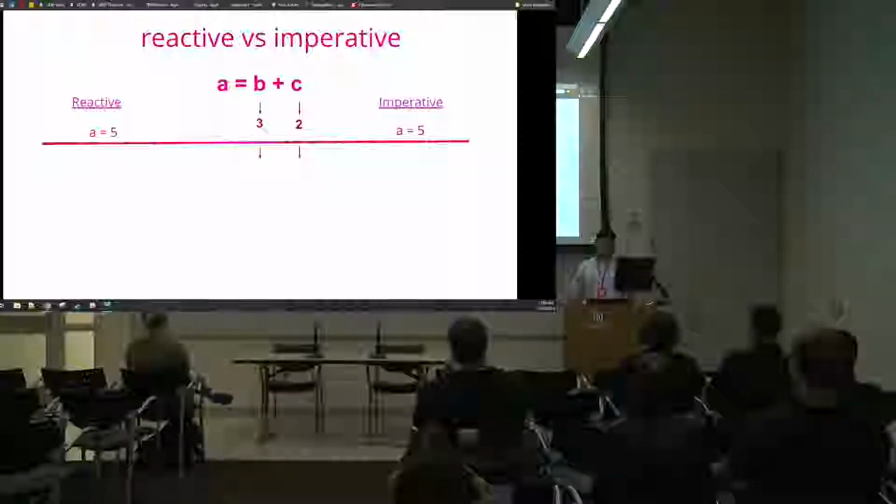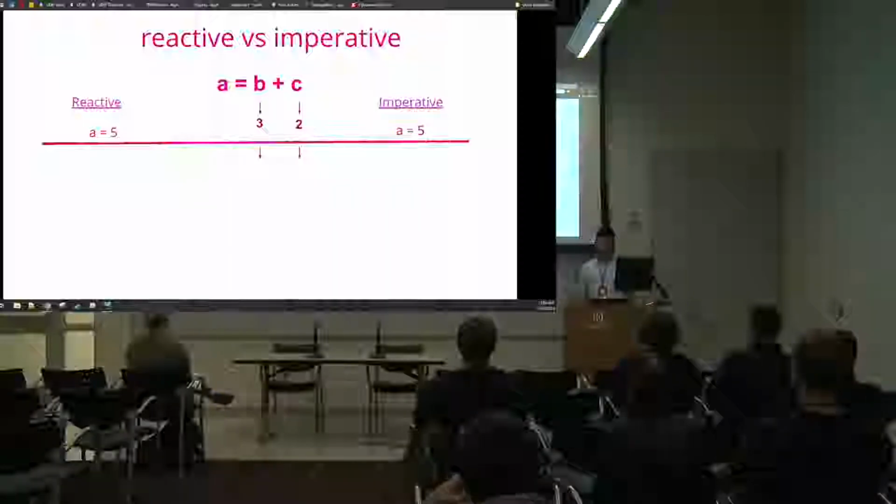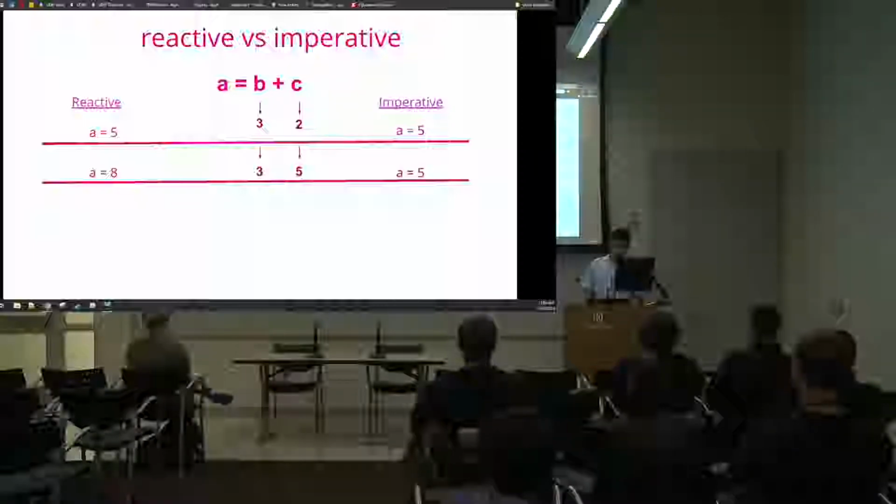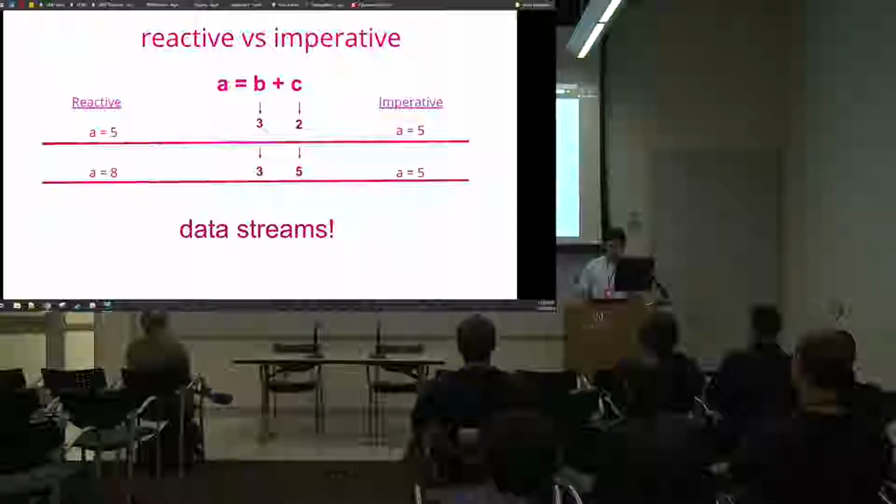Boom, same thing, obviously. But let's say later on in the program, C changes. So C is 5. Reactive listens to it. It's like, okay, C is 5, let me evaluate this equation again. A is equal to 8. Imperative is like, I don't care. Until you tell me to evaluate the equation again, I'm not going to. So A is still equal to 5. That's like the whole concept of data streams, handling data streams.